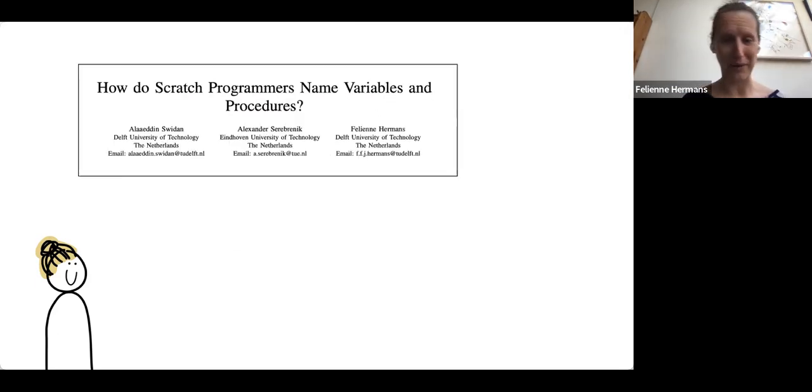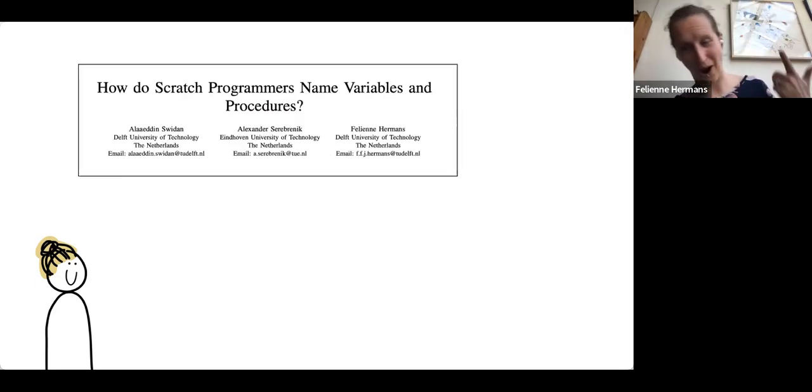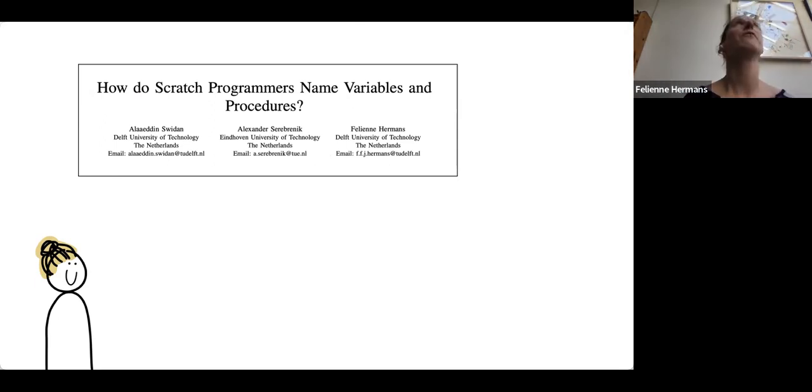And I have another example here. This is actually one of the papers where I am also a co-author. For this paper, we looked at Scratch, which is a visual language mainly used for children and for education. And we looked at what variable names do children use for variables and procedures.